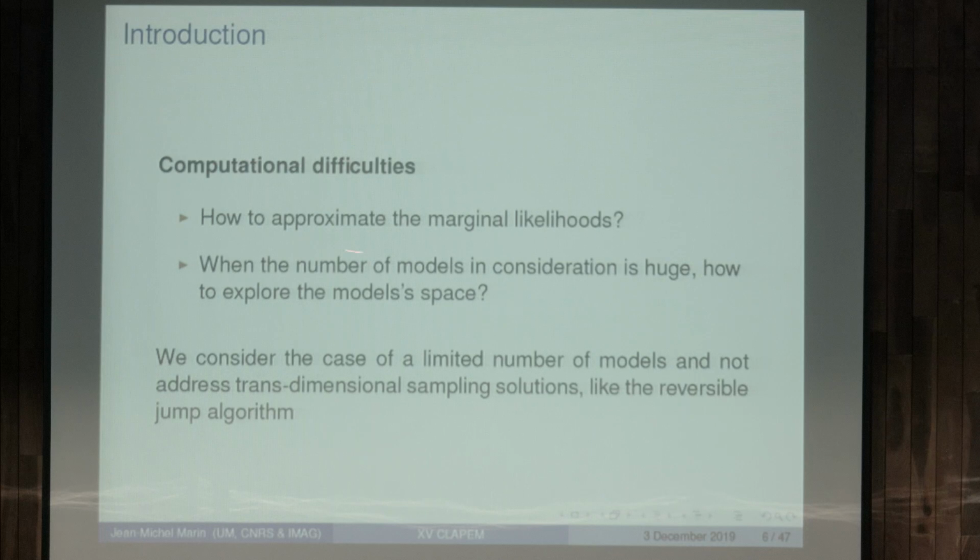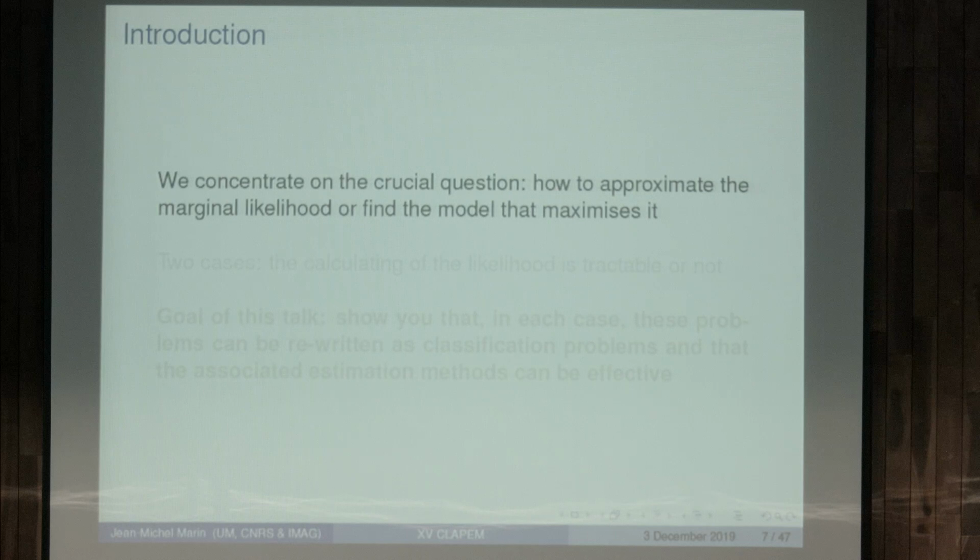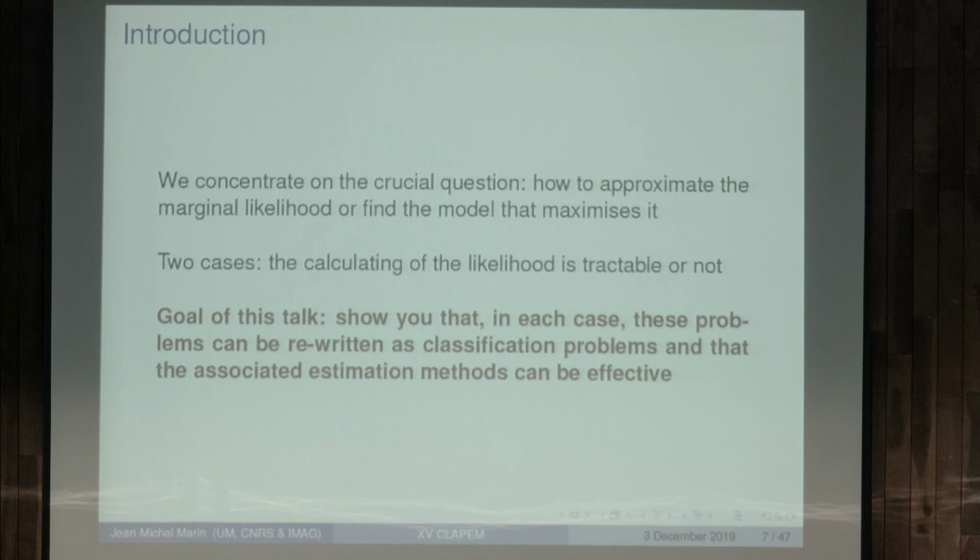So we concentrate on this question here, and we consider two cases. The case where the likelihood is tractable, and the case where this is not the case. And the goal of this talk is to show that in each case, this problem can be rewritten as a classification problem, and that we have some very good associated methods that can be effective here with respect to this rewriting of the problem.